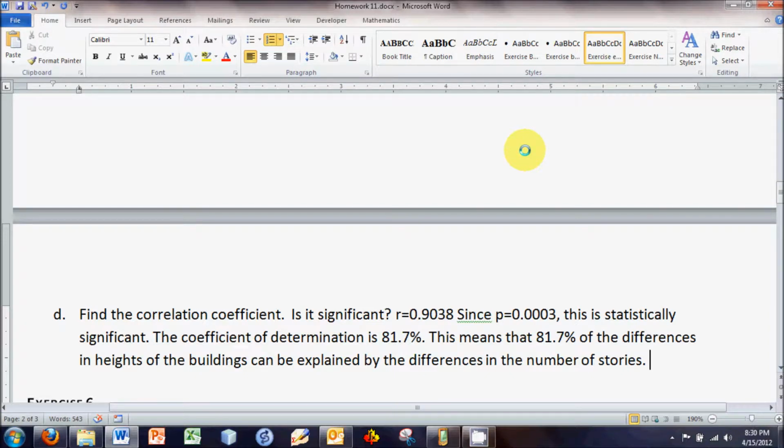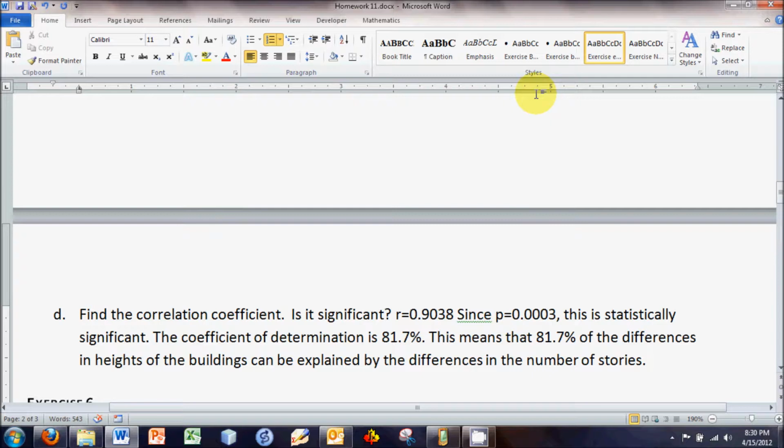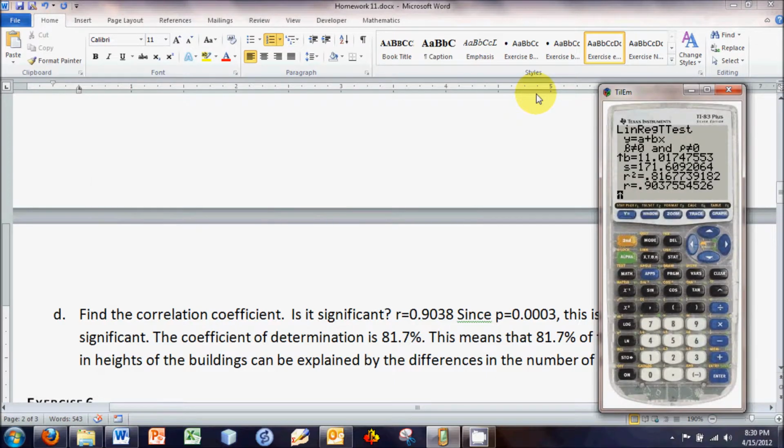Perhaps some of the buildings need bigger stories than others. Anyway, if a problem asks you for the coefficient of determination, then you just need to look for that r squared number right there on your calculator. Well, that's it for now.